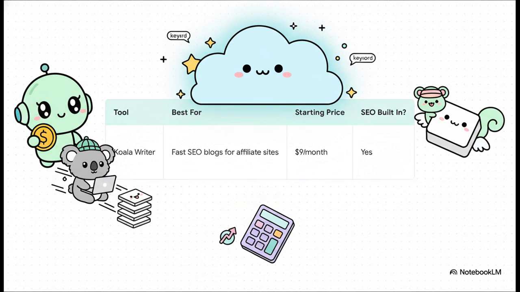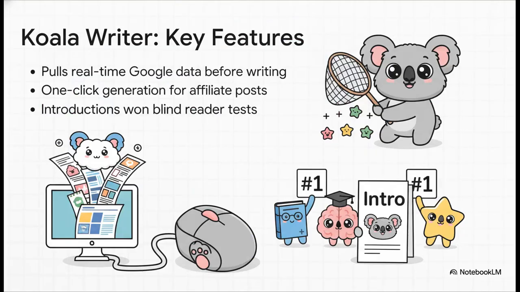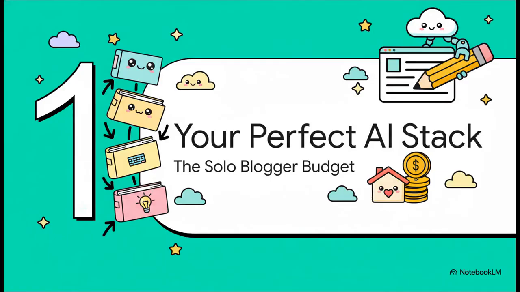It was basically built from the ground up for niche site builders and affiliate bloggers who need to scale up their content without breaking the bank. So what's Koala's secret sauce? Well, it's smart. It actually pulls real-time data from Google before it starts writing, so your article is always up to date. It's also got this one-click feature for whipping up those complicated affiliate-style posts. And here's a fun fact. In blind tests, readers actually preferred Koala's AI-generated intros to ones from way more expensive tools. Pretty cool, right?